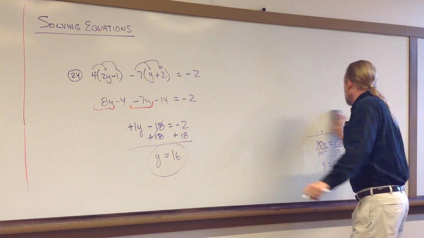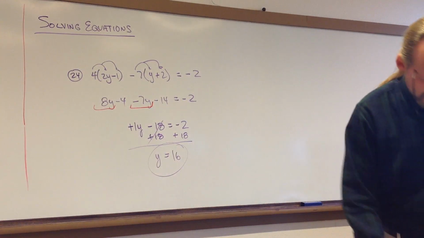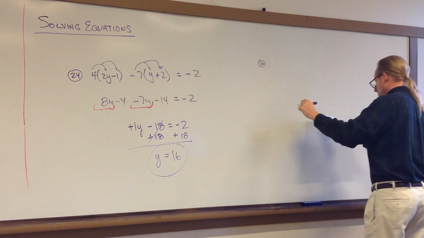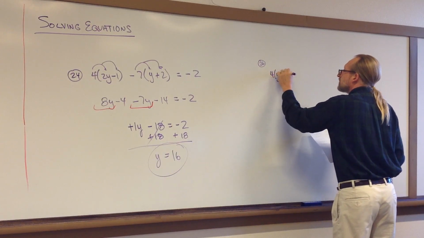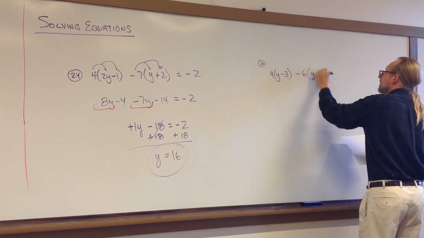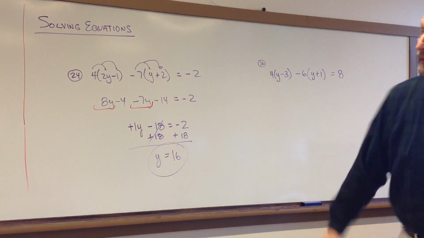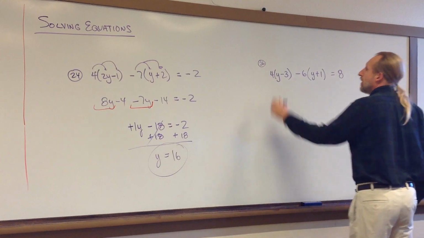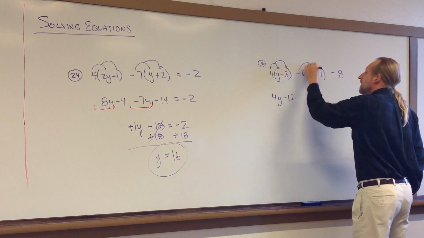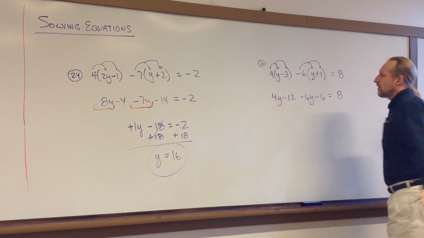Okay, one more here. Very similar. Problem 26 is very similar to problem 24. And so let's see, 4 times (y minus 3) minus 6 times (y plus 1) equal to 8. All right, so like I said, this problem is very similar to number 24. We're going to distribute first 4y minus 12, then distribute here, -6y minus 6, and that's all equal to 8.